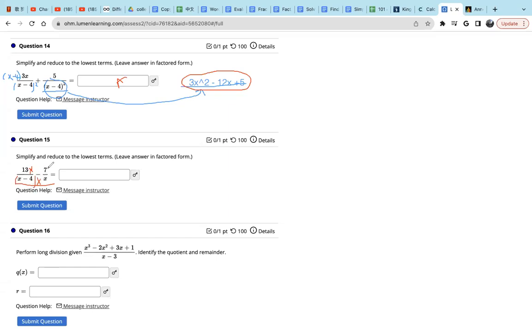The second one we multiply x minus 4 over x minus 4. Over means divide. It divides itself: x minus 4 divided by x minus 4 is 1, right?